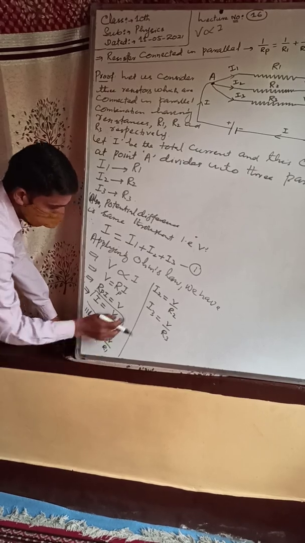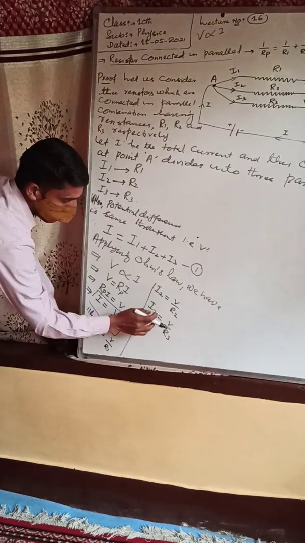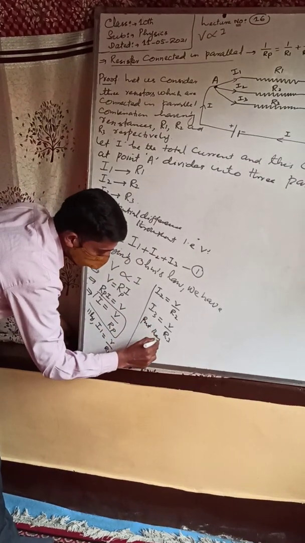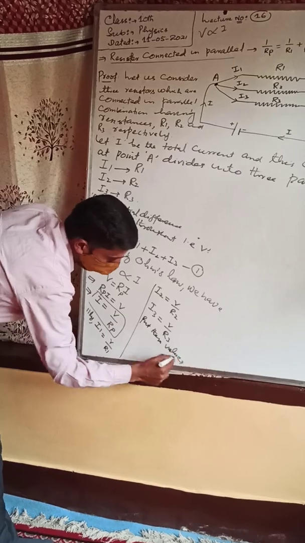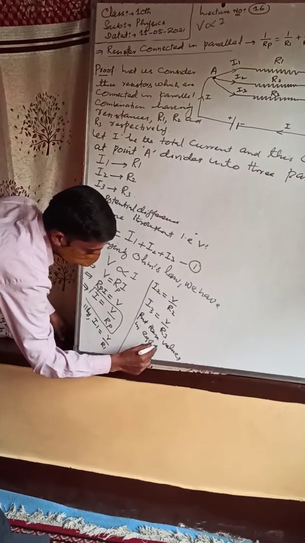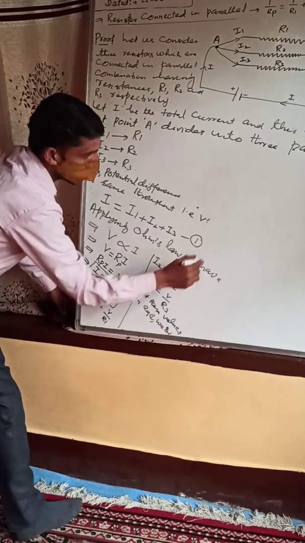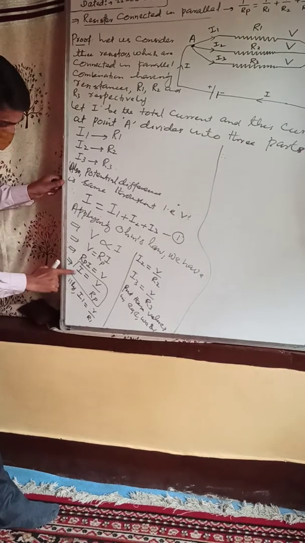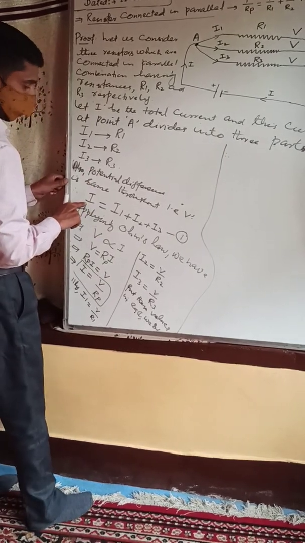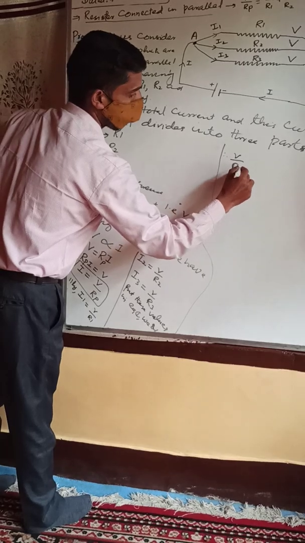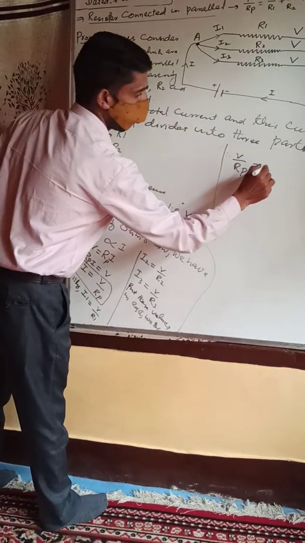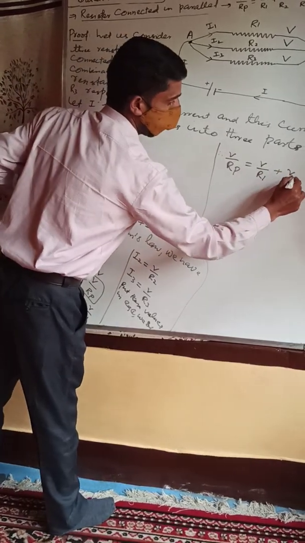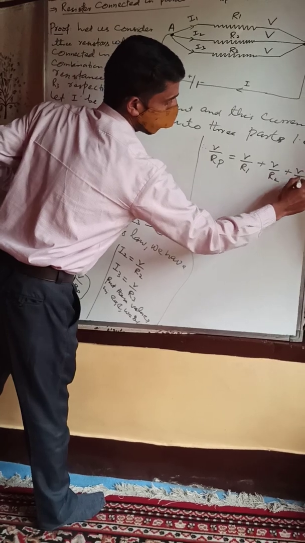Now these values: I is equal to V by Rp, I1 is equal to V by R1, I2 is equal to V by R2, I3 is equal to V by R3. We will put these values in equation first. So this I is equal to V by Rp. Instead of I, I will put V by Rp, equal to I1, V by R1, plus I2, V by R2, and last one V by R3.